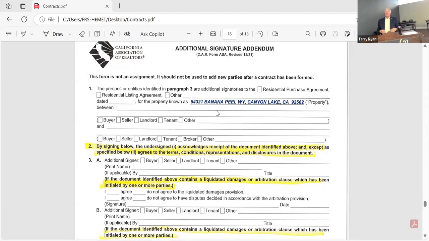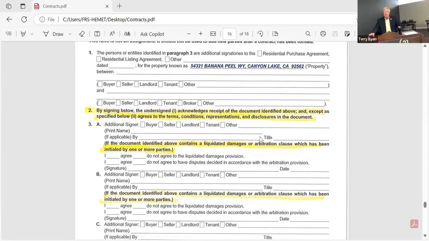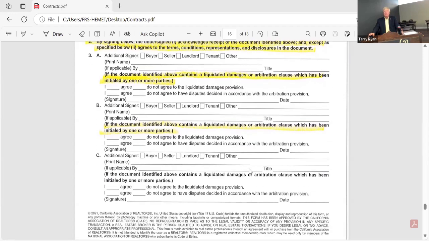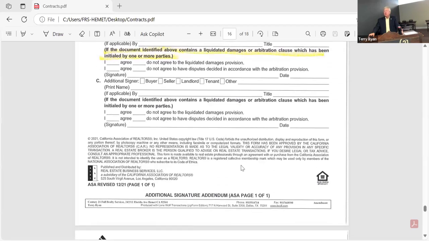This is more for those people that live out of the area. You've got John who lives here in town, and Ima who lives out of town, and everybody lives in a different place. They can still get the paperwork. I acknowledge receipt of the documents above, and I sign here. I don't agree to the liquidated damages, and I sign here. There's actually a new form coming out for that in June that has a liquidated damages provision. But for now, this is the form we use. And somebody can sign this, and now they become an additional signer.